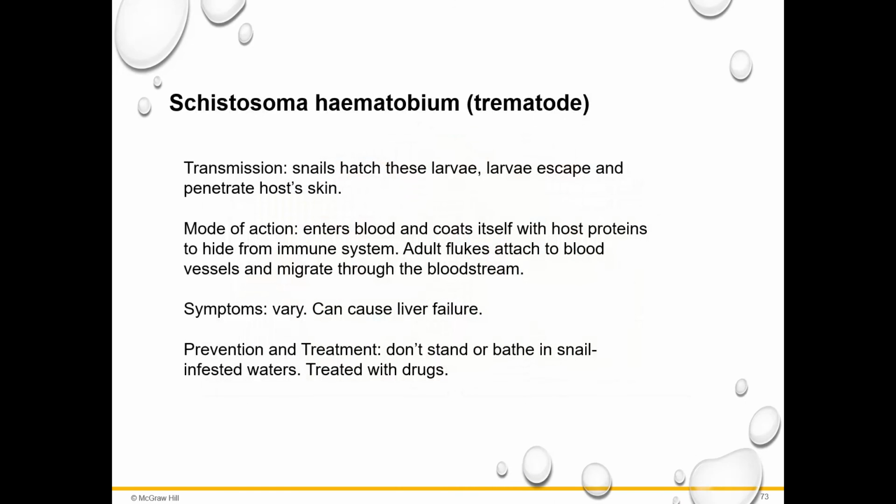And then Schistosoma haematobium. So this is a trematode or a flatworm, a fluke. Transmission is snails hatch these larvae. The larvae escape and penetrate into the host's skin. So if you go bathing in snail-infested water, the snails are going to consume the eggs of the schistosoma, and those eggs are going to hatch inside of the snail and turn into larvae. The larvae are going to leave the snail. So the snail is an intermediate host.